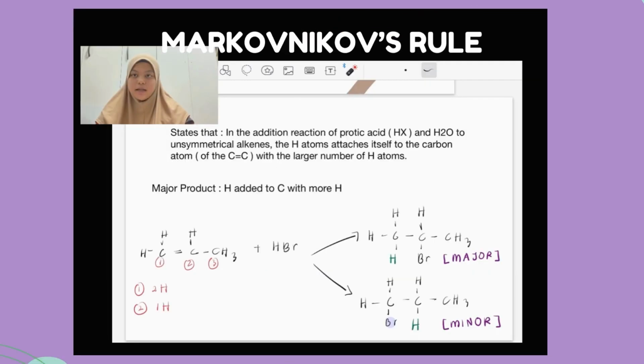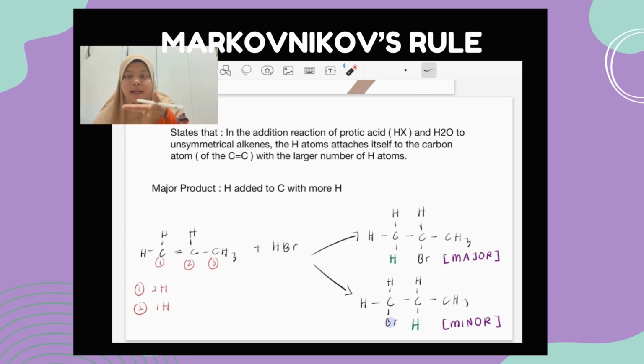My name is Nur Alia Farisha binti Muhammad Rafi and my matric number is 2310698. For my part, I will talk about what the Markovnikov rule is and how to determine which are the major and the minor product.